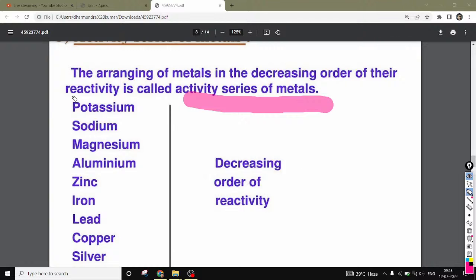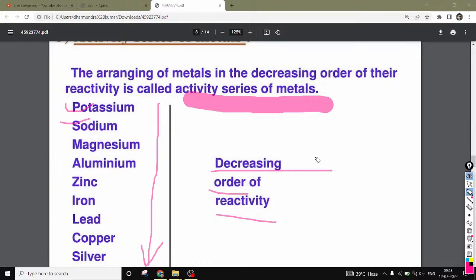So that is why potassium is very reactive, then sodium, right? Means potassium is highly reactive, and after that when you go to the bottom side, the reactivity is going to decrease, right? So potassium is highly reactive, and then less reactive than potassium is sodium, then less reactive is magnesium. So similarly, if you go to the bottom side, your reactivity is going to decrease.